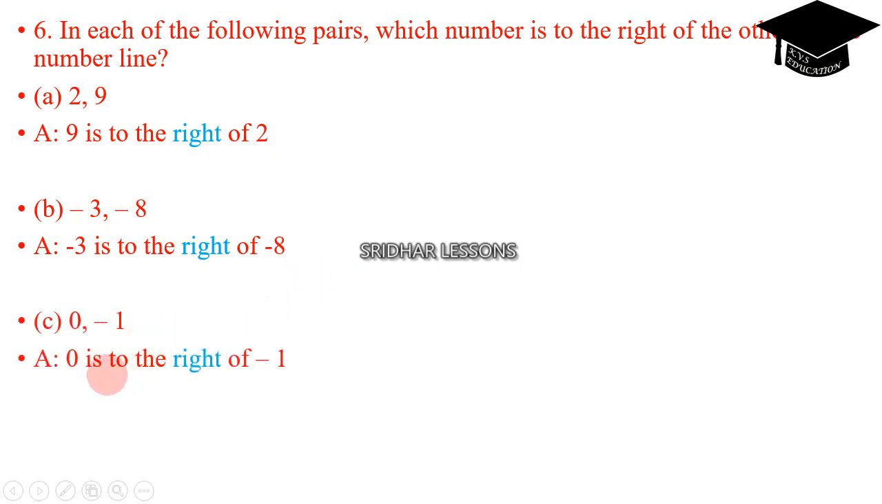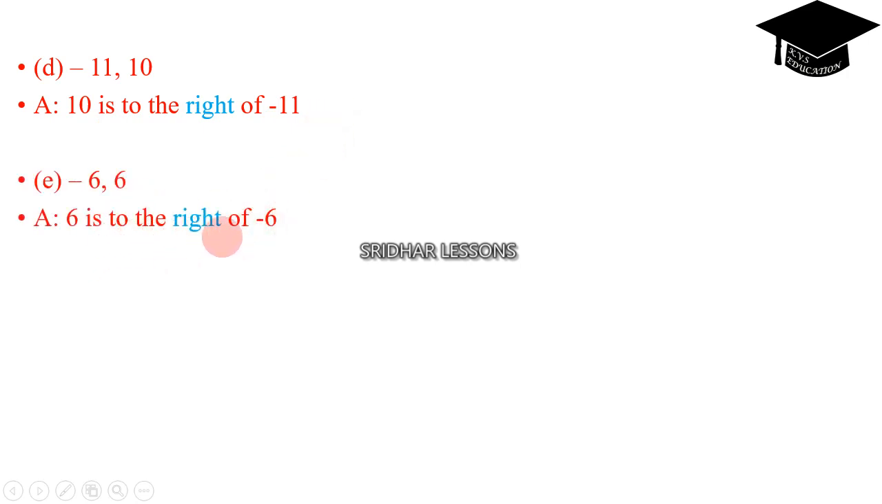0 and minus 1. Of course, 0 is to the right side of minus 1. Minus 11 and 10. 10 is to the right of minus 11, because 10 is the bigger value when compared with minus 11. Minus 6 and 6. 6 is to the right side of minus 6. Again the reason is 6 is bigger than minus 6. 1 and minus 100. 1 is to the right side of minus 100. Minus 100 is lesser than plus 1.